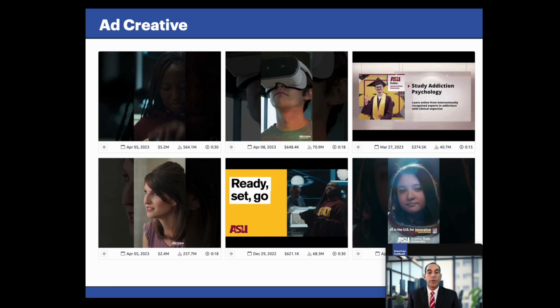And here are some of the creatives. As you can see, it's very video heavy focused. You can see the length of time of each ad, 30 seconds, 18 seconds, 15 seconds, and then the number of times the ad was shown. So 70 million, 564 million. Wow, that's a lot. With the corresponding ad spend next to it.